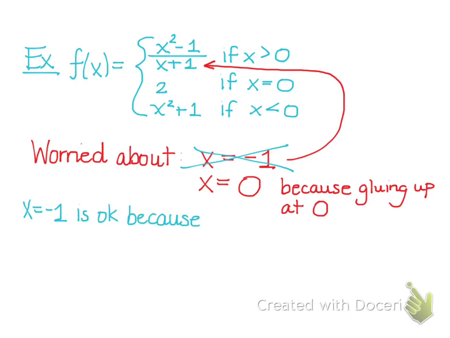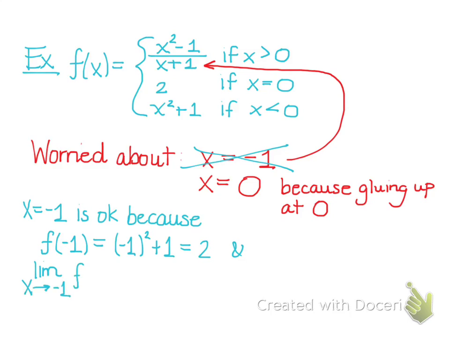Notice, however, that we don't need to worry about x equals negative 1 because when I check it against the definition, f of negative 1 equals 2, and the limit as x goes to negative 1 is also 2.